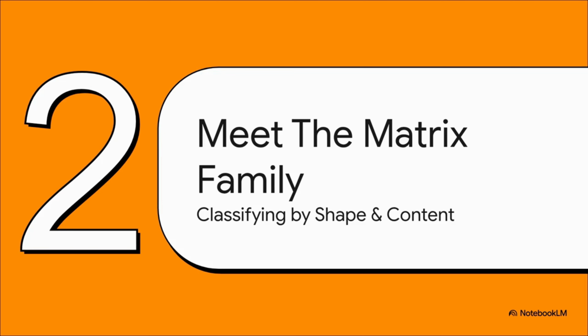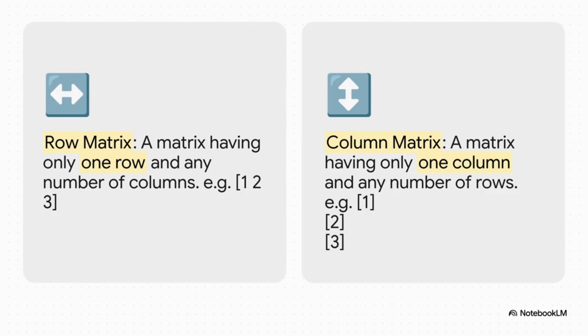You know, not all matrices are created equal. Just like in the animal kingdom, they can be classified into different types based on their shape and what's inside them. Think of this as our quick field guide to the matrix family. Let's start with the simplest ones. You've got your row matrix, which, you guessed it, is just a single row of numbers. And then you've got its cousin, the column matrix, which is just a single column. They're pretty much exactly what they sound like.